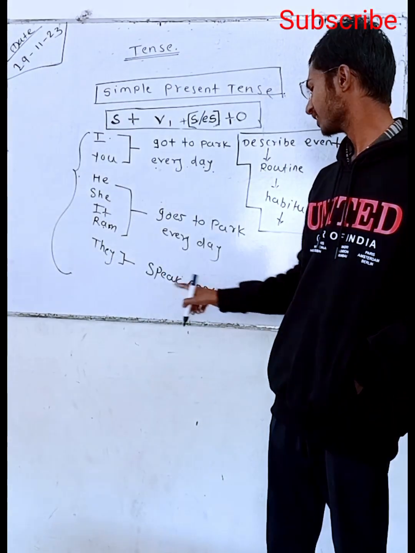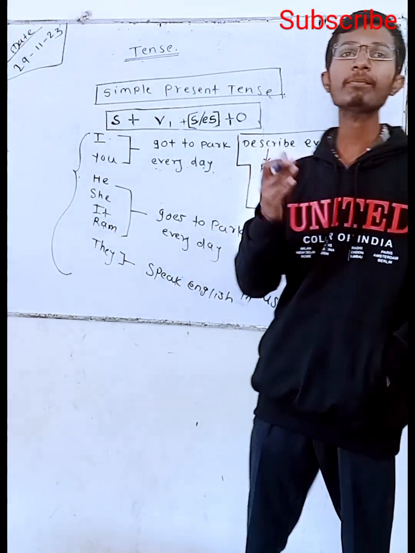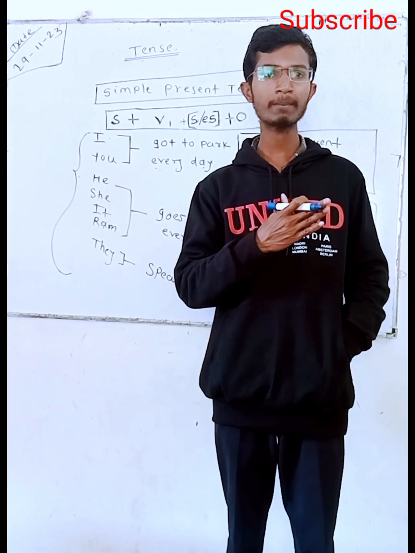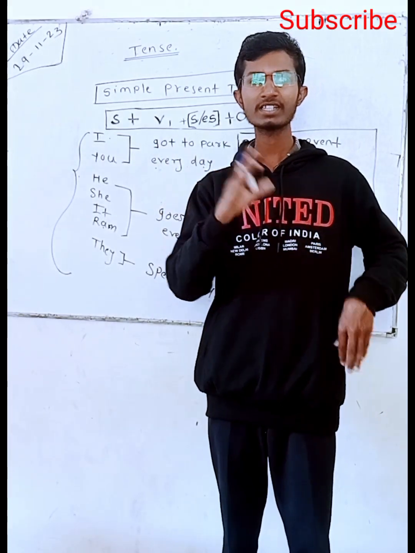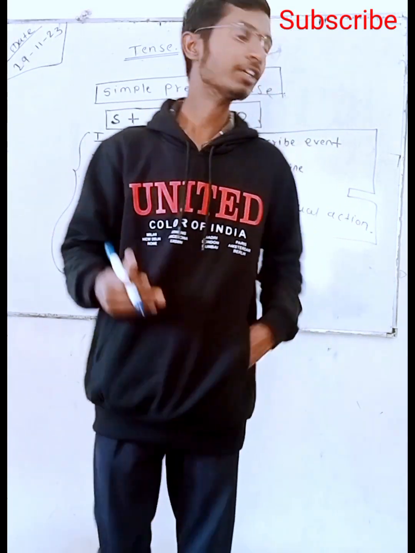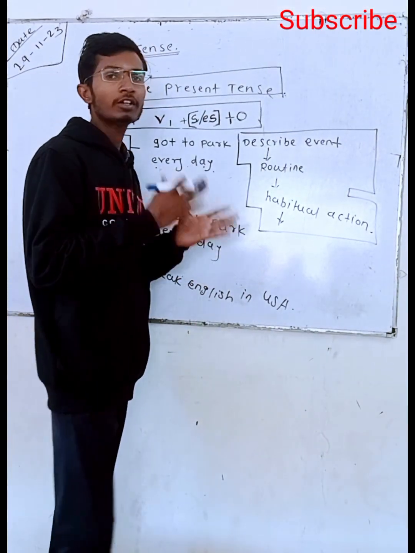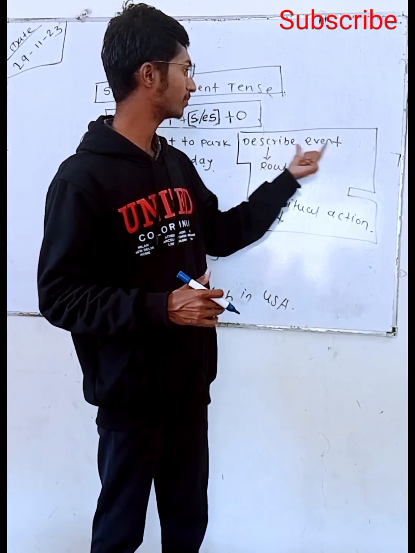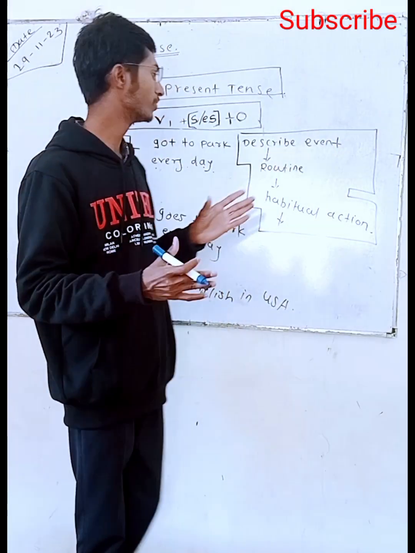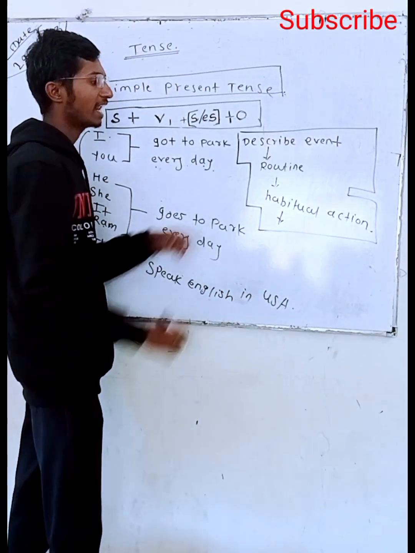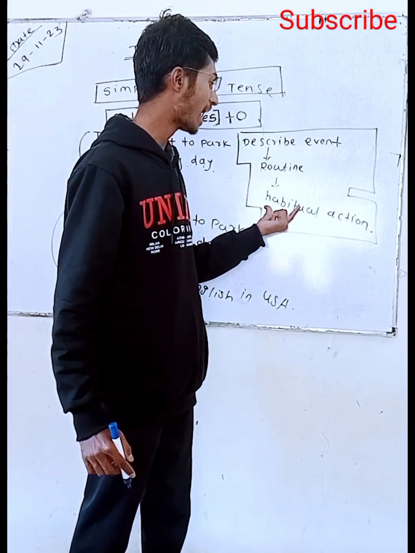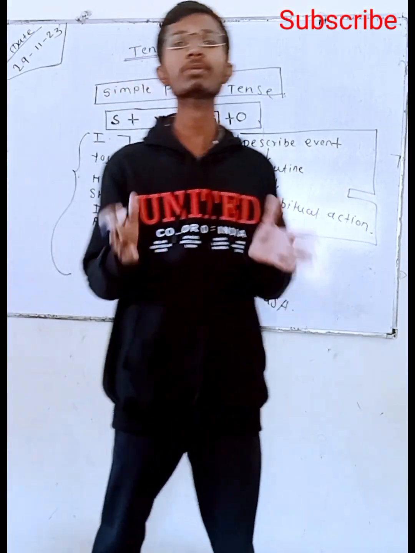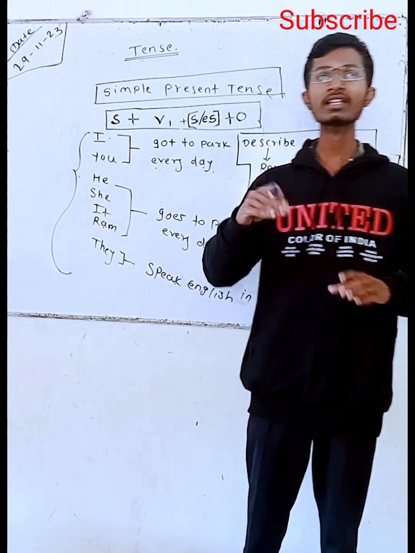And they speak English in the USA. They means all the people, a group of people, and this is called they. The simple present is very simple, because it is the routine for describing an event. Event means some situation you can describe, like routine work and habitual actions. Habitual actions mean actions you do out of habit.